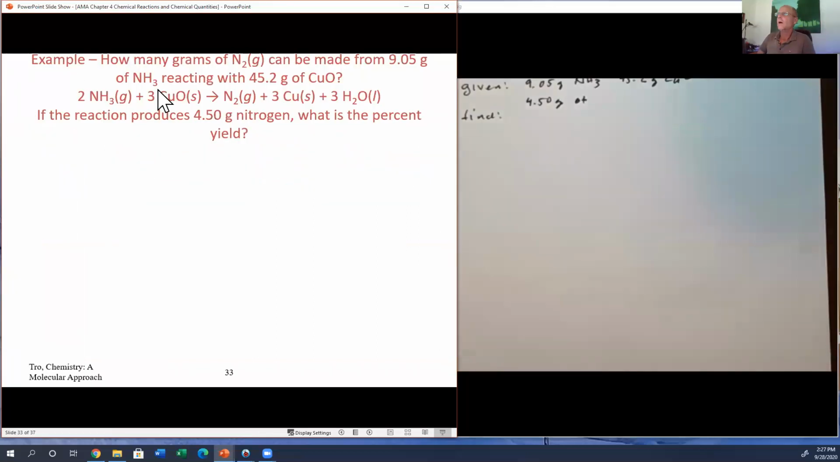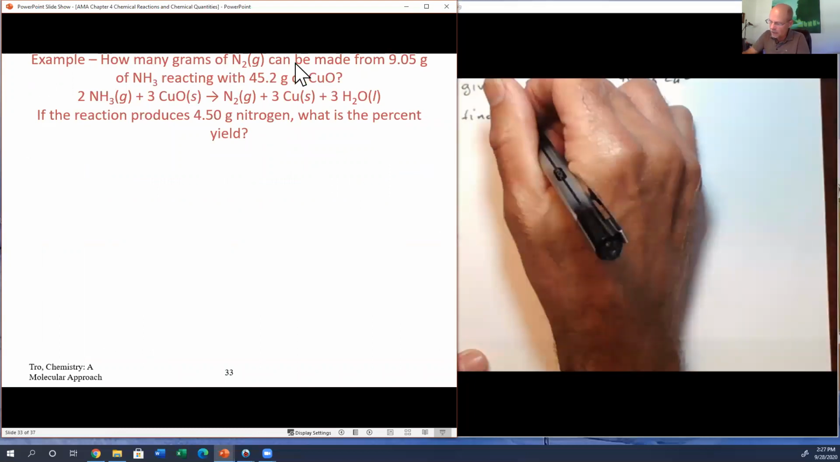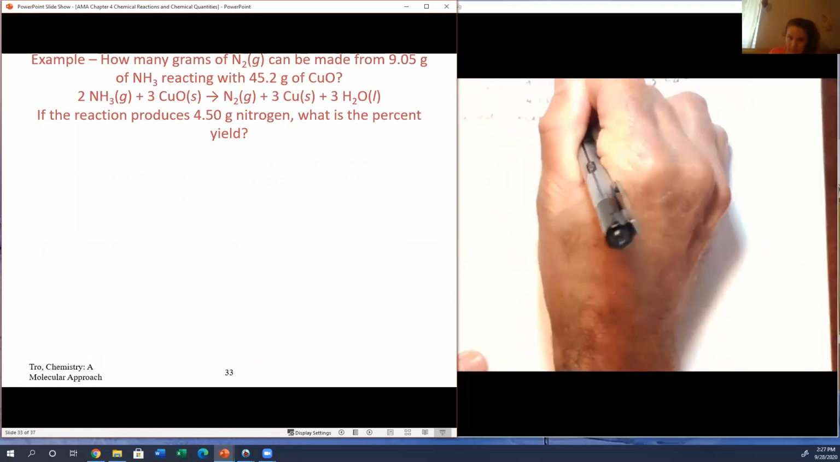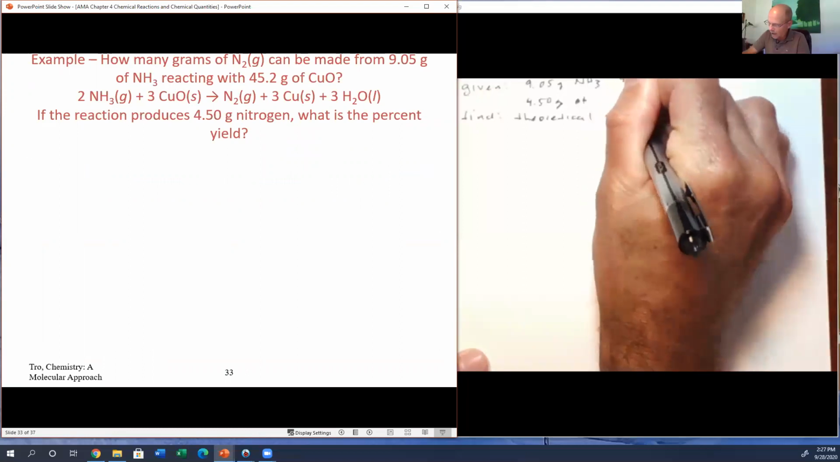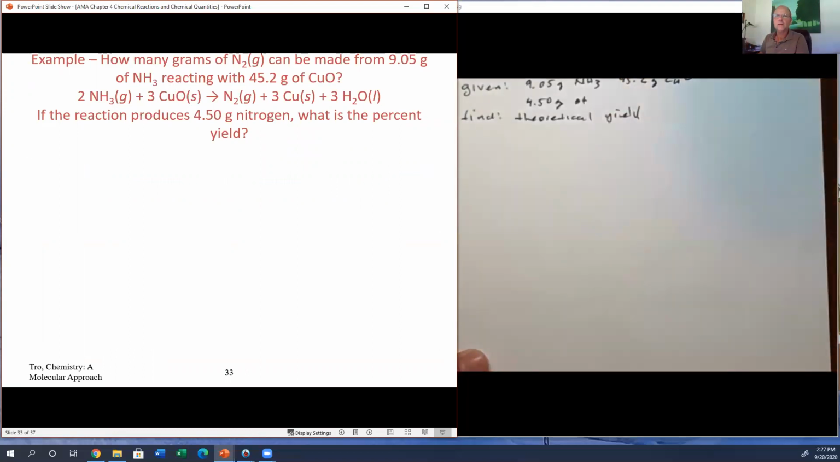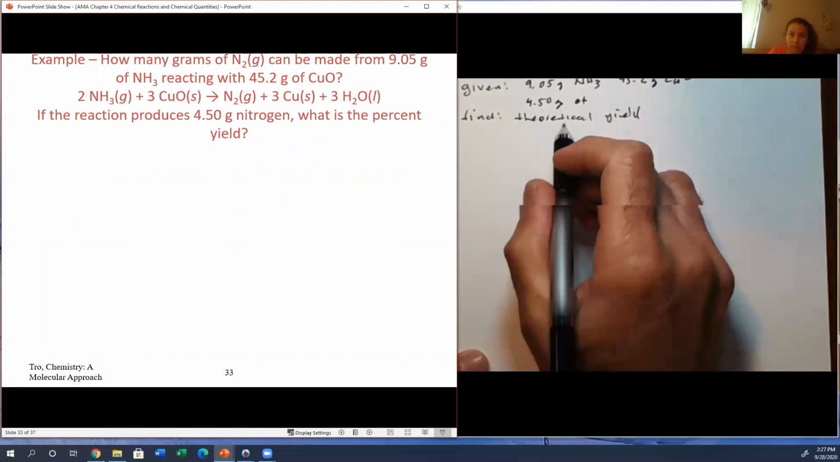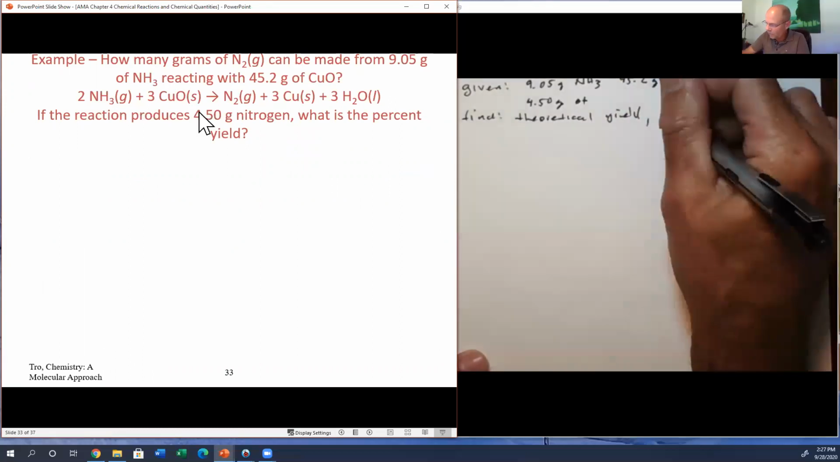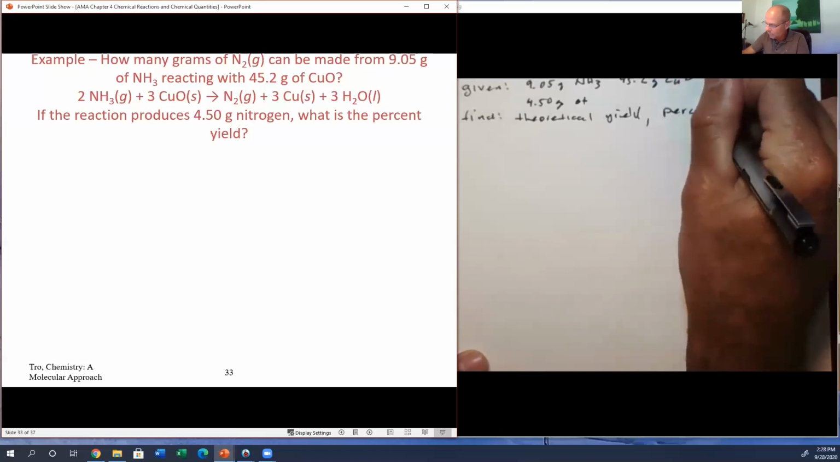So, how many grams of nitrogen can be made from 9.05 grams of ammonia and so on? If the reaction produces 4.50 grams, what is the percent yield? I want to find, first of all, how many grams of nitrogen can be made. That's the theoretical yield. Notice I'm interpreting the problem here as I write down my given and find. I want to find the theoretical yield, and then since I'm given the amount that's actually produced, I also want to find the percent yield.